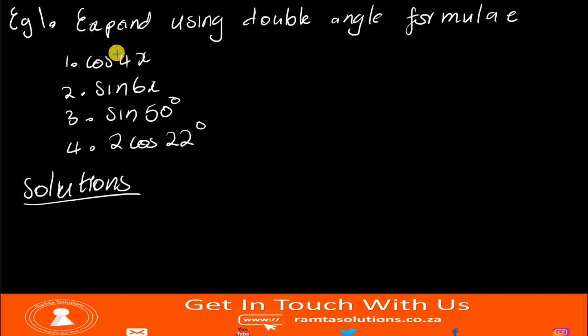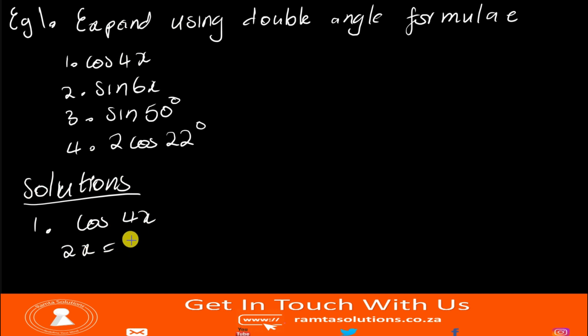Now, the solutions. You're expanding using double angle. You have never seen 4x, right? But it can be a double, right? So, my suggestion to you, let me write it down, cos 4x. It's okay. 4x.